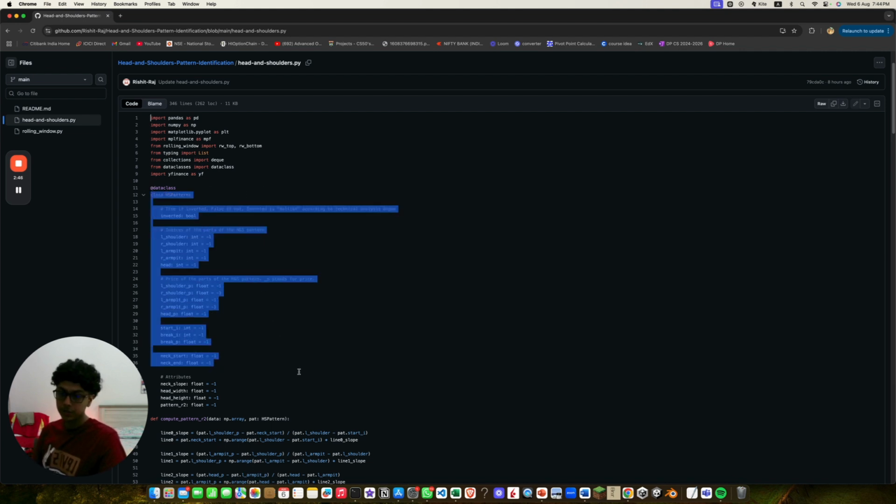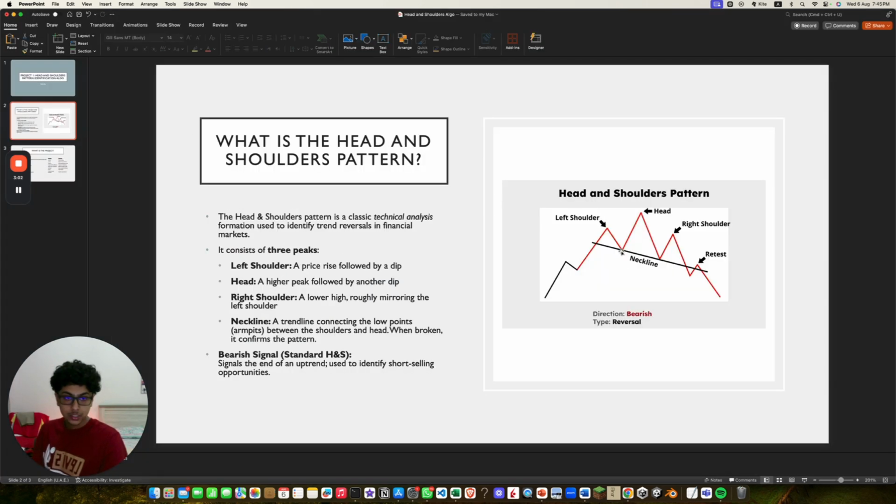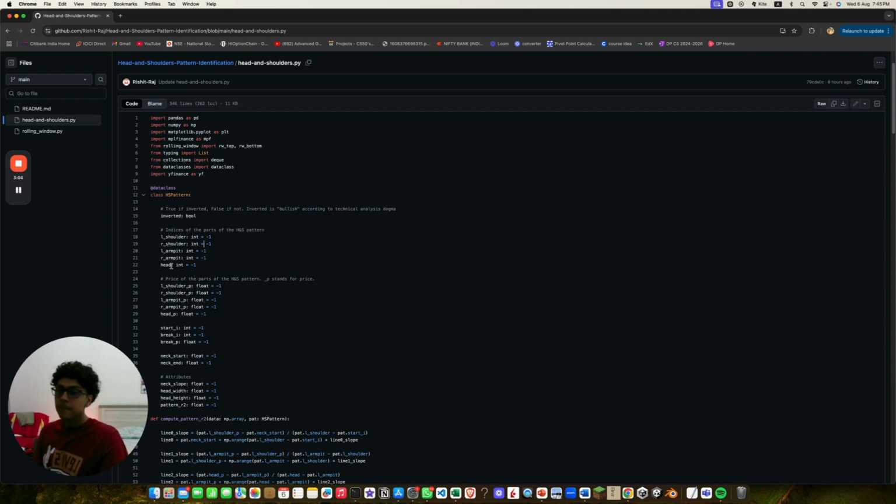First we declare the class head and shoulders pattern. These are just the initializations, all the important numerical values you want. So the left shoulder, the right shoulder, the armpit, which is between two peaks. I'll go back here, so this would be an armpit in this case. Then the left and right of those, then you want the head. You want the left shoulder price, so this would be the price at which the left shoulder occurred, the price at which the right shoulder occurred, the price at which the armpits occurred, and the price at which the head occurred.